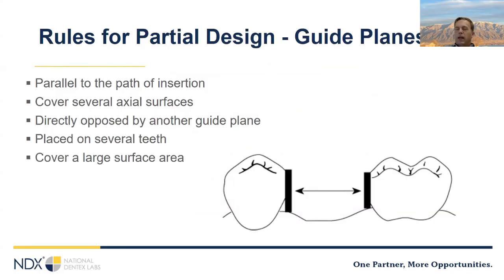Guide planes. Guide planes are areas of the partial that directly contact the tooth, and they kind of work like a precision attachment. They provide a lot of stability and retention without adding clasps. So you'll want to have more guide planes on your case, especially if you have a rest here and here, you may as well create a guide plane because then your guide planes are stabilizing the partial and your clasps are just providing some retention. These are important rules with this.